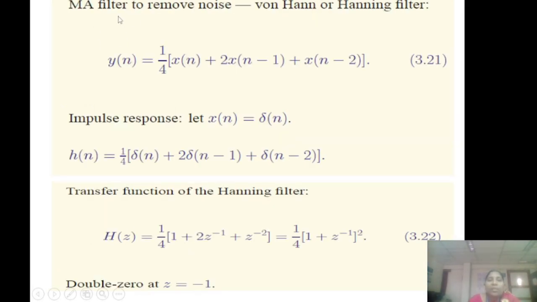When the moving average filter is used to remove noise, we call it a Hanning filter. The characteristic is defined as y of n equal to 1 by 4 of x of n plus 2 times x of n minus 1 plus x of n minus 2. Now let us assume x of n equal to delta of n, the impulse function. Wherever you have x, it is replaced by delta. Then when you apply the transform, you get the transfer function H of z as 1 by 4 of 1 plus z inverse, the whole square.